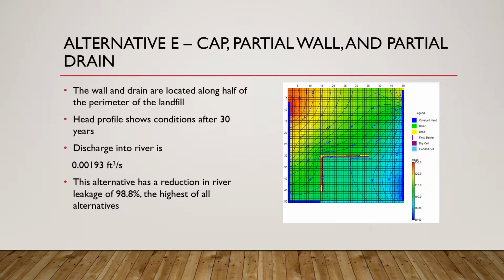Alternative E, cap, partial wall, and partial drain. The wall and drain are located along half of the perimeter of the landfill. Again, as we see to the picture on the right, head profile shows conditions after 30 years. Discharge into river is 0.00193 cubic feet per second. This alternative has a reduction in river leakage of 98.8%. This is the highest of all the alternatives.